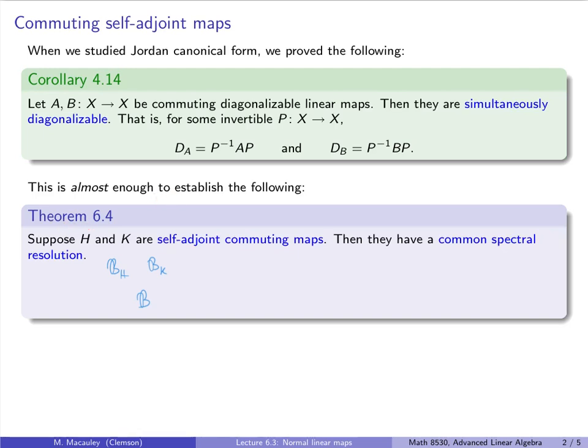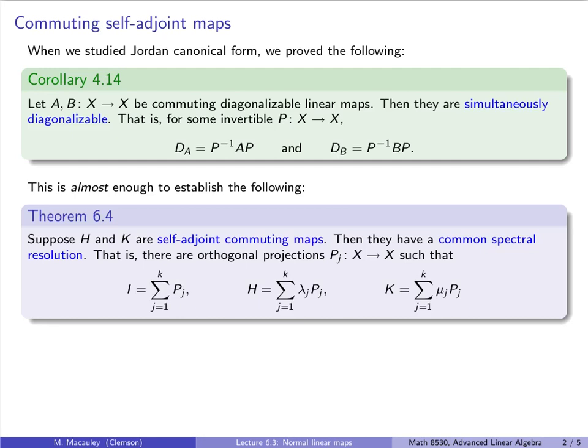We have to do a little bit of work, and that work is really just understanding what a spectral resolution is. That's the topic of the previous lecture. Please watch it if you have not. And this theorem, in the language of spectral resolutions, just says H and K have a common spectral resolution. And that is equivalent to what we were trying to prove about being simultaneously diagonalizable by an orthogonal matrix. In other words, having a common orthonormal basis of eigenvectors.